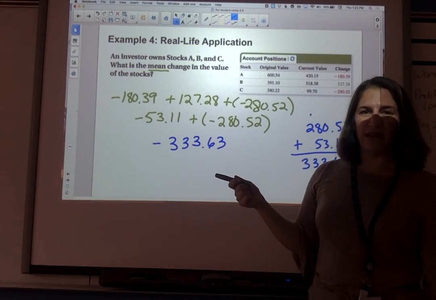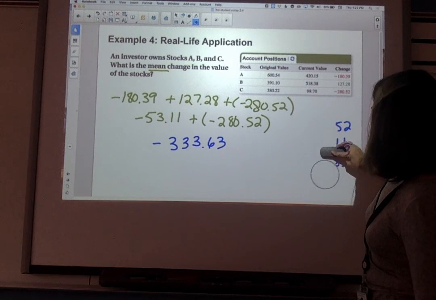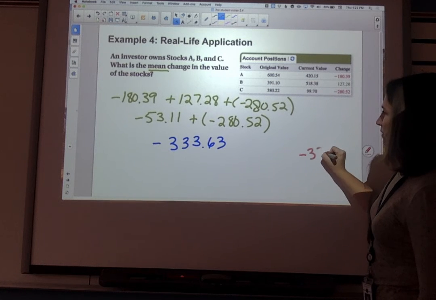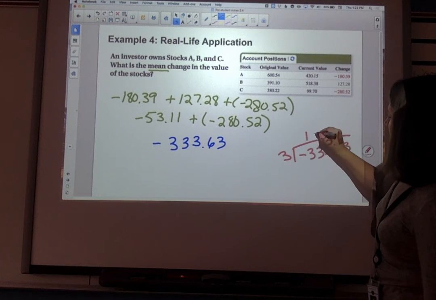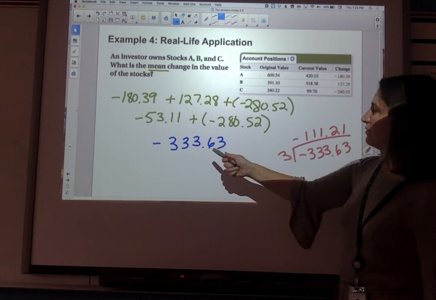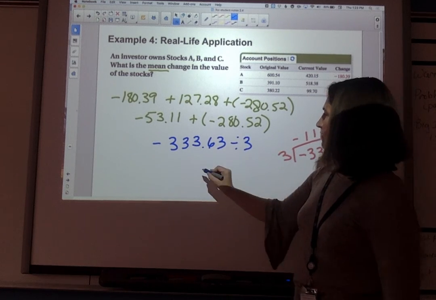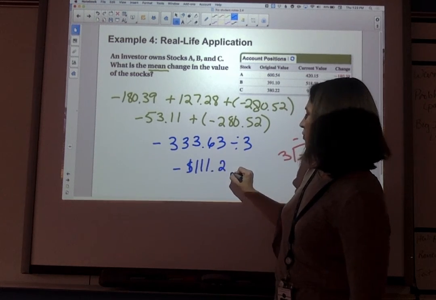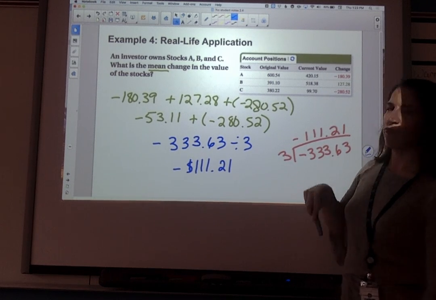So I'm going to want to take this and divide by 3. So if I have negative 333.63 and I'm dividing by 3, 111.21, and that's negative because I have negative divided by 3, so negative $111.21. So on average, I don't know what happened each year, but on average it went down by $111.21.